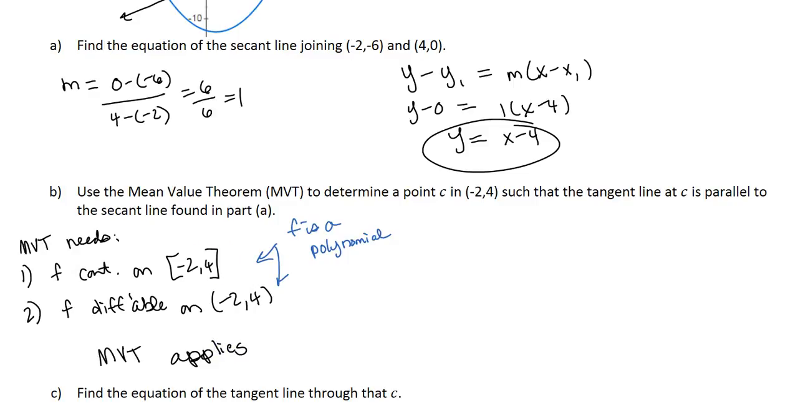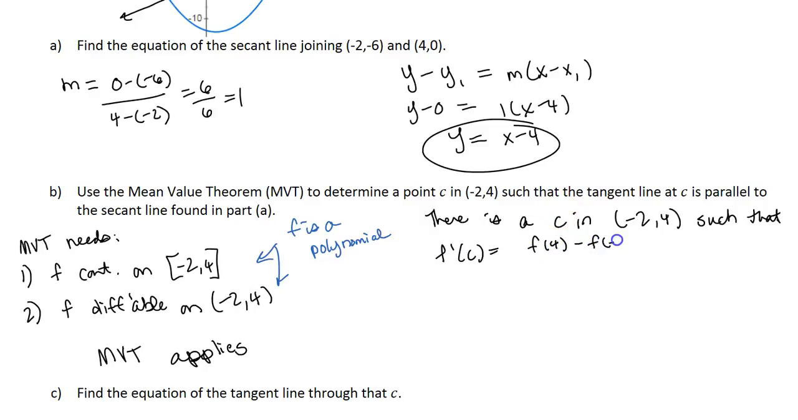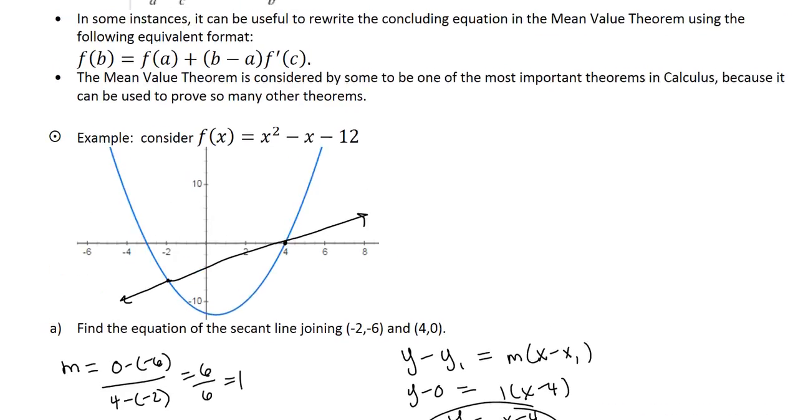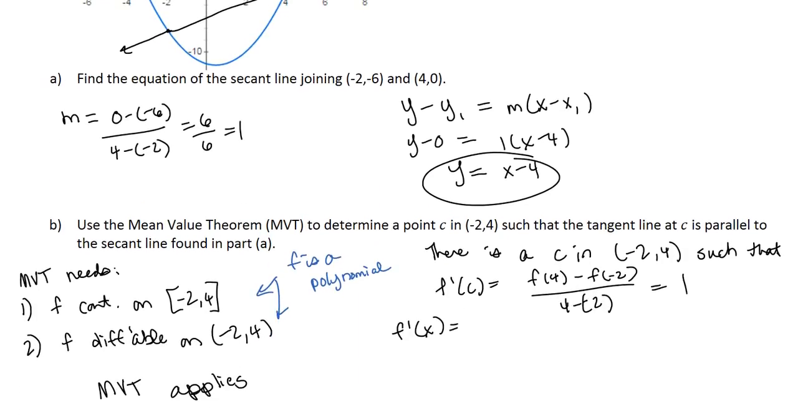So at this point, we just need to find the c. So we know that there is a c in the interval from -2 to 4 such that f prime of c equals f of 4 minus f of -2 over 4 minus -2. And we've already found that that's equal to 1. So f prime of x for this problem, remember f of x was x squared minus x minus 12. So f prime of x is 2x minus 1.